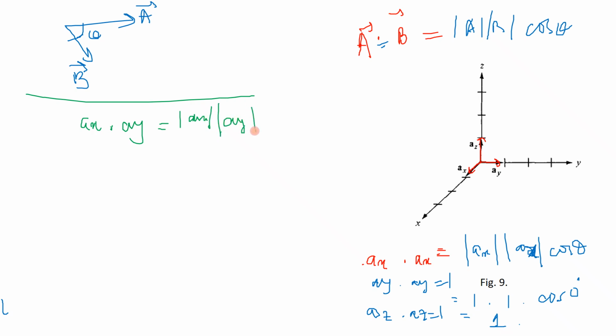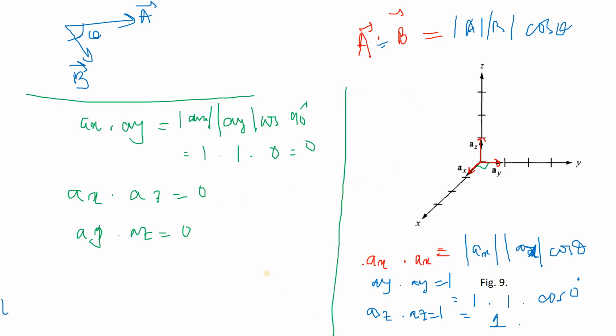Why? Because once again, magnitude of unit vector x, magnitude of unit vector y, cos theta. Now the angle between them is 90 degrees. So magnitude 1, magnitude 1, cos 90 is 0. So it is 0. That means if you take the dot product of a unit vector of one axis with another axis, it will always be 0. So this thing you have to keep in mind. This is the story of the dot product.